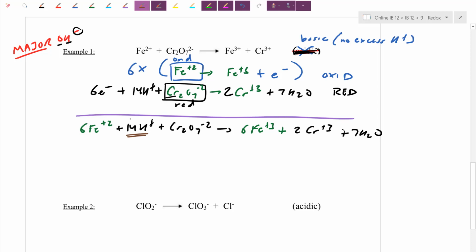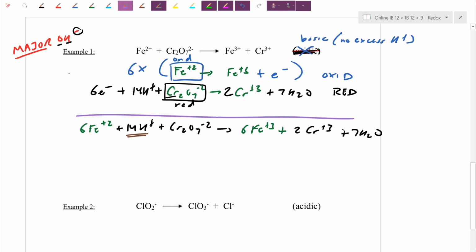If H+ weren't present, this reaction wouldn't actually be able to transfer electrons. H+ is actually needed, not just for the balancing, not just to make it look good and match up. H+ needs to be in the reaction for this to happen. No acidic conditions, no reaction. So what we're going to do here, I did ask you, just for practice's sake, to do this in basic.